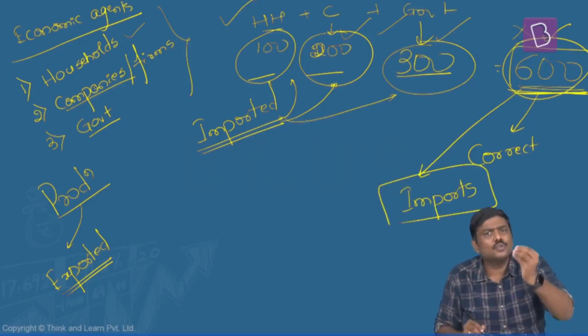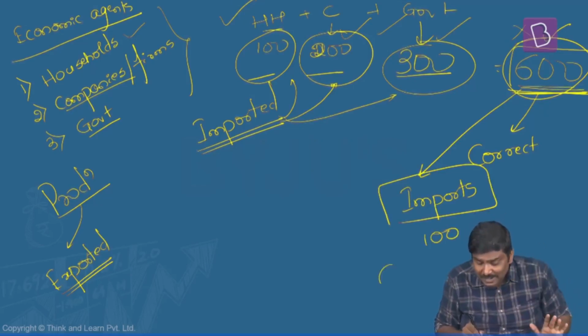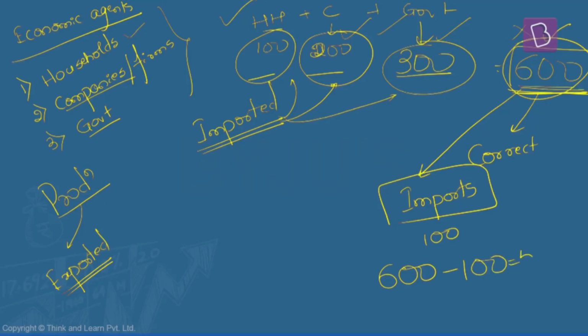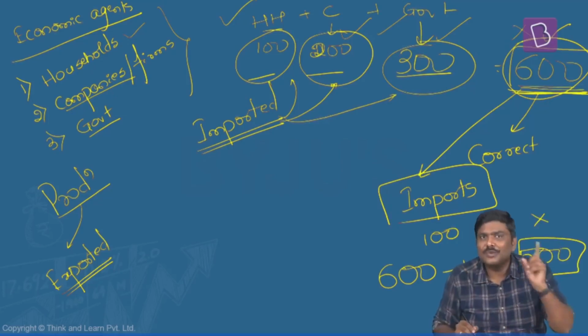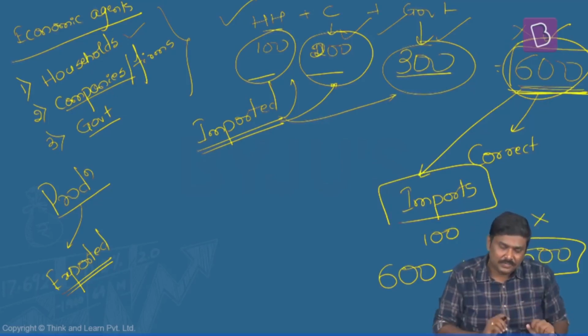Let's assume the value of imports is 100 rupees. So now can I simply say that total expenditure in India, 600 minus 100, 500, is India's GDP? Can I simply say this? Obviously no. There is one more correction required. What is the second correction here? Have a look at the left side now.